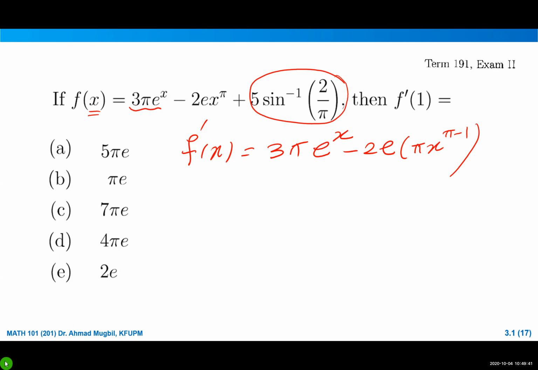Yes, who said 0? Yazeed. Well done, Yazeed. You have a bonus. This is 0, guys. Why? Because it is a constant. Is there an x here? There is no x here. So the derivative of this is 0. So it will be plus 0. Then substitute x by 1.